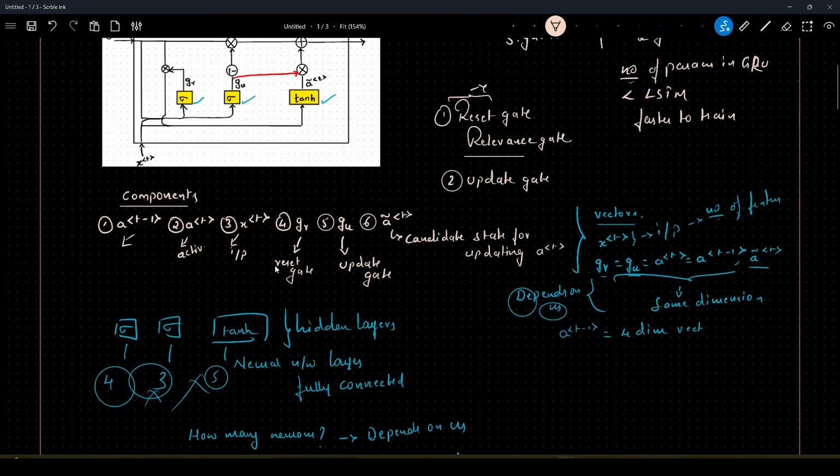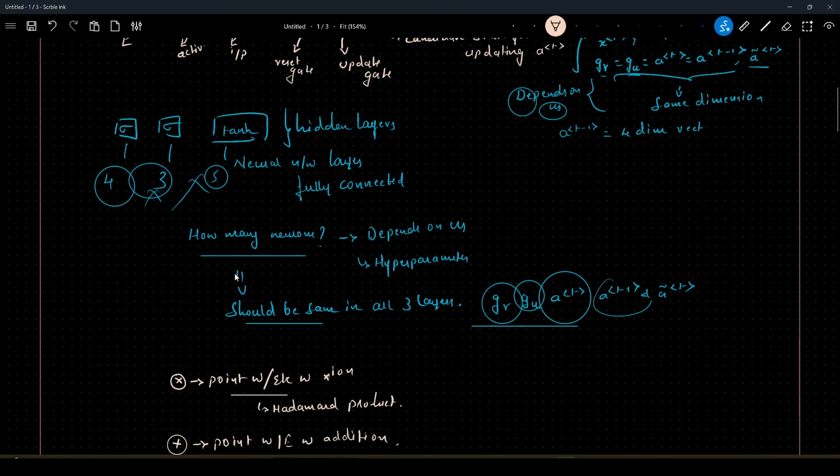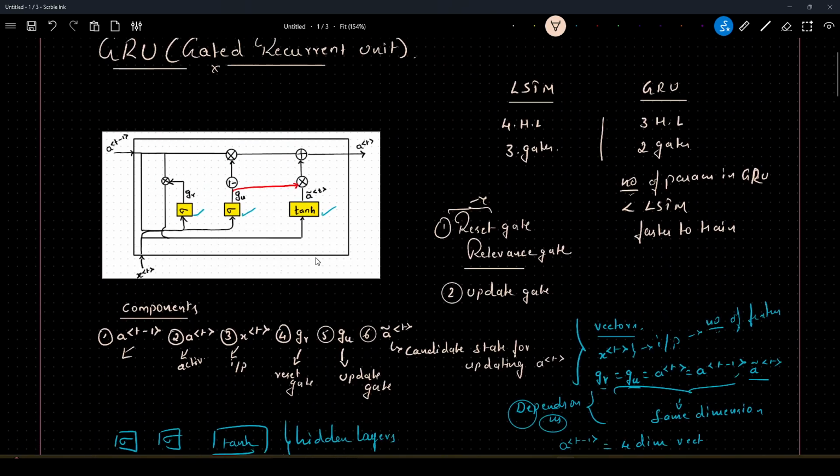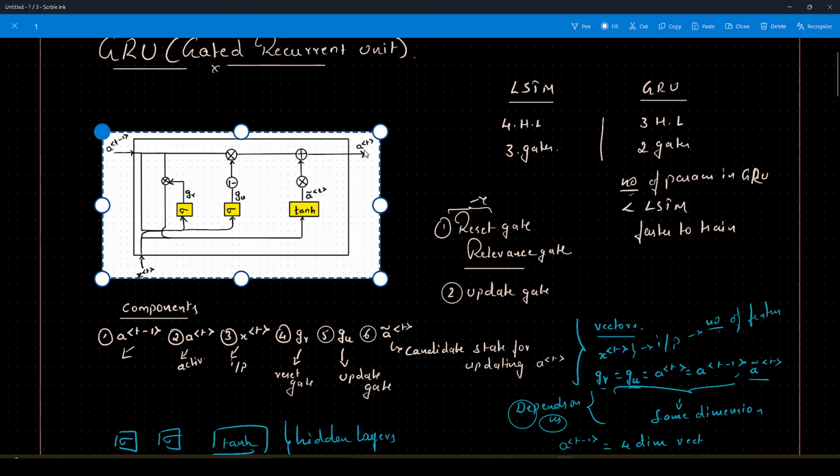Now we have understood the components and the symbols associated with GRU. Let us first jot down the steps in GRU, how GRU works. GRU works in 4 steps. Step 1 is to calculate the reset gate, represented as GR. What are the inputs for this? If you just look at the diagram here, let me copy this so that I won't have to scroll again and again.